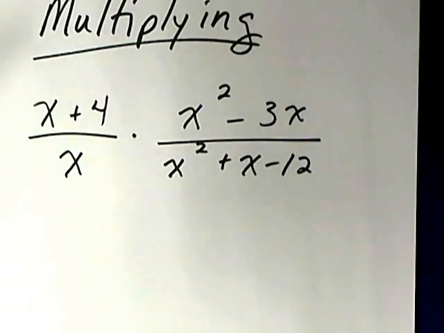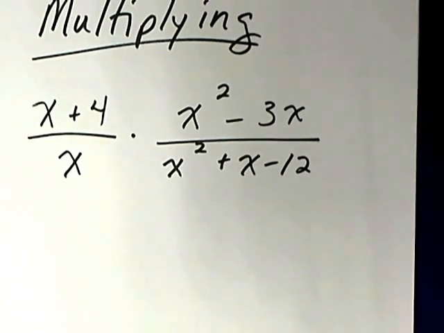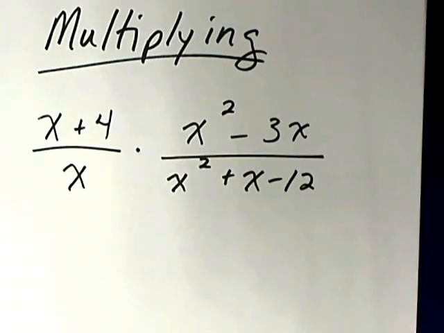Now let's try multiplying. The only difference in multiplying rational expressions from our simplifying is that there's more things out there to factor. But it's going to be the same procedure. Factor all of your numerators, factor all of your denominators, cancel common factors that are shared on top and bottom, and then simplify. So we go through every numerator.